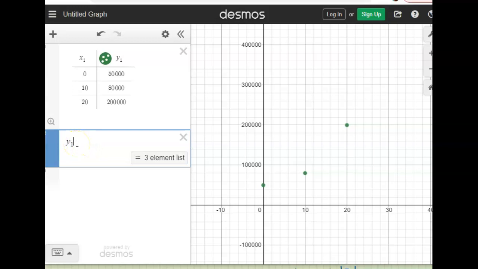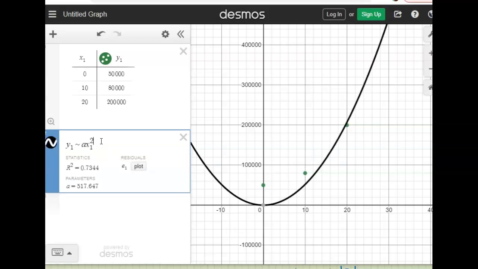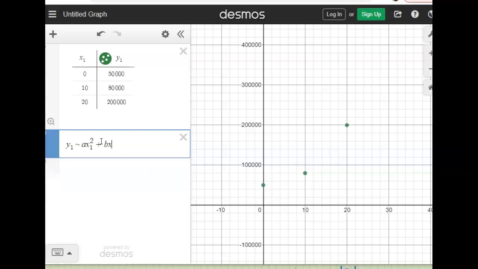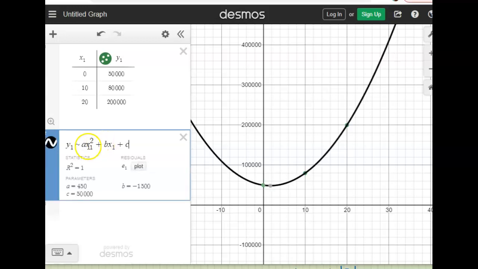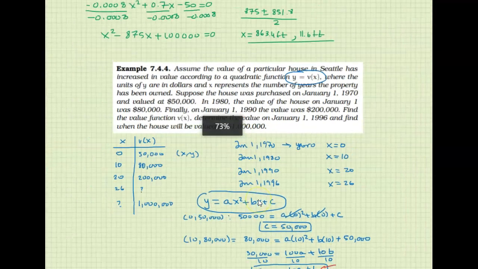The squiggle is shift and then the key right next to the number 1 on the top. And then we do a x sub 1 squared plus b x sub 1 plus c. You need to have the subscripts, y sub 1, x sub 1, x sub 1. So type in exactly what I type here. It's going to give the a, the b, and the c. So a is 450, b is 1500, and c is 50,000. And this is what we found by doing it by hand.